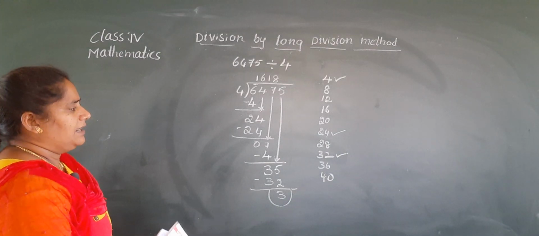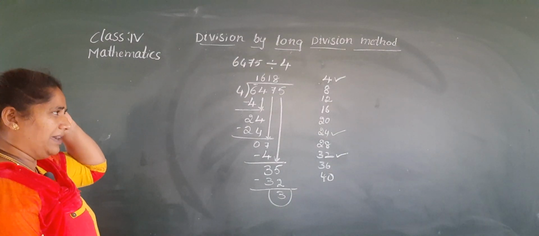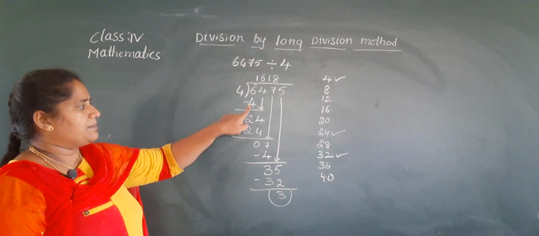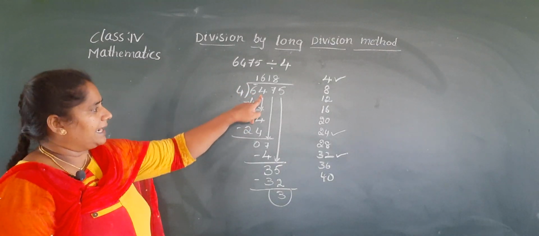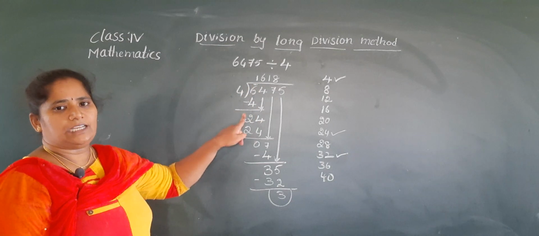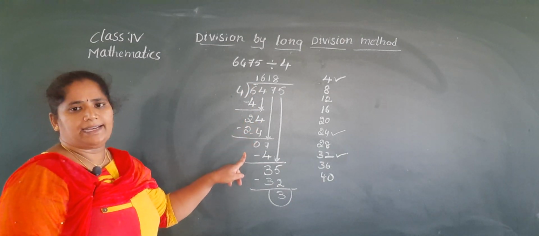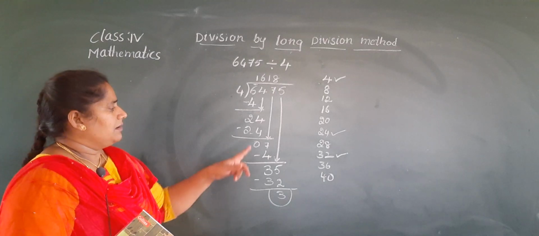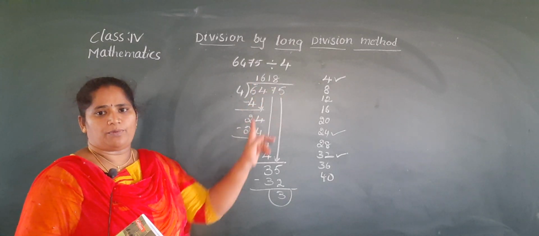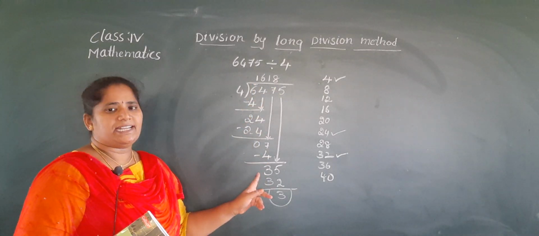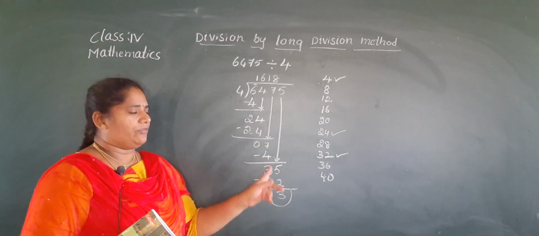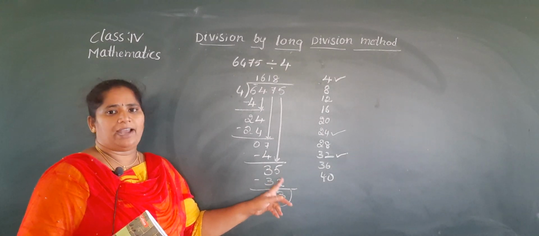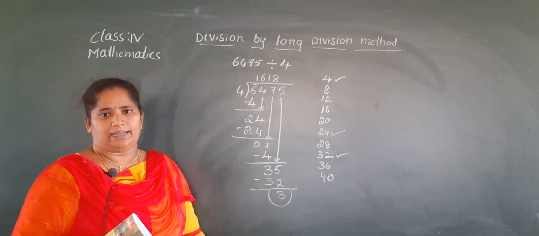Okay, children? Like this we do the division one by one. 4 ones are 4. 6 minus 4 is 2. Take down 4. 4 6s are 24. 24 minus 24 is 0. And 7. 7's nearest number is 4 ones are 4. 7 minus 4 is 3. Take down 5. 35. 4 8s are 32. 35 minus 32 equals 3.